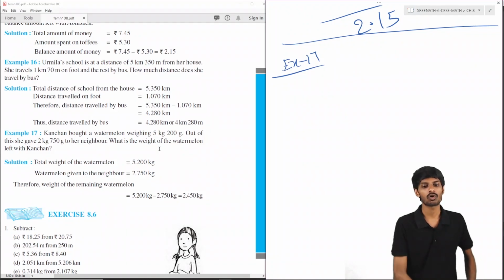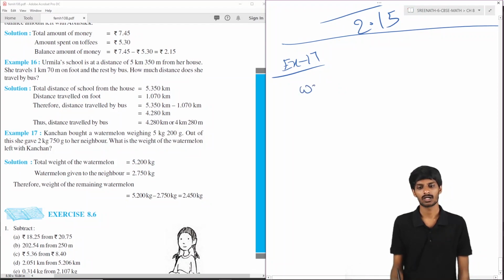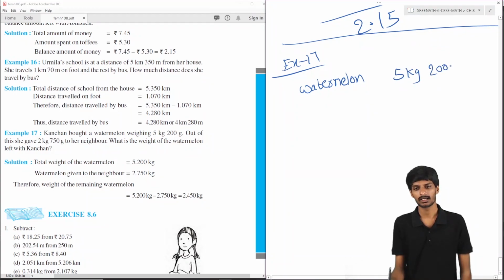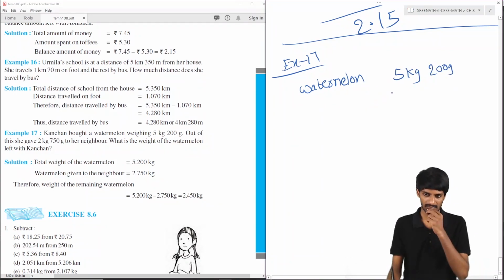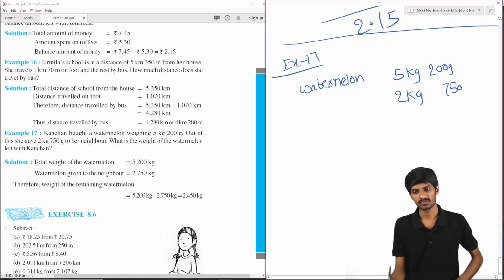So Kanchan bought a watermelon. So it is weighing how much, friends? It is weighing 5 kgs. Watermelon is 5 kgs, 200 grams. The next thing is 2 kgs and 750 grams.